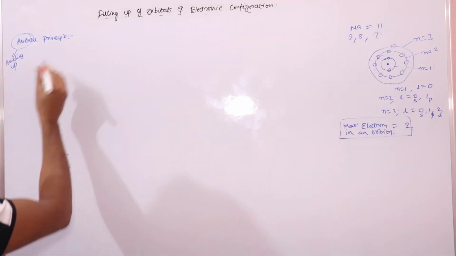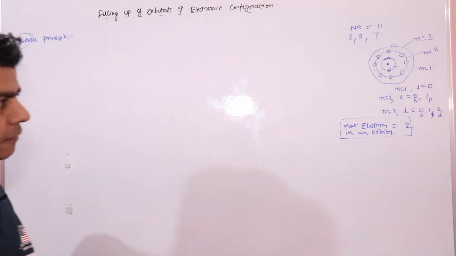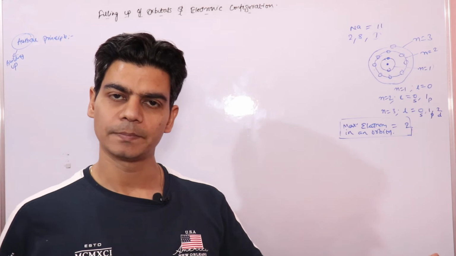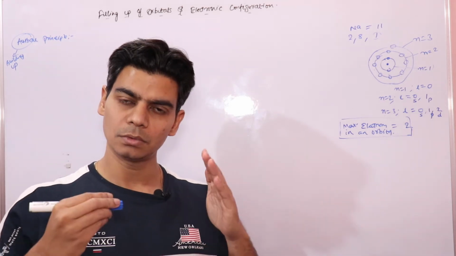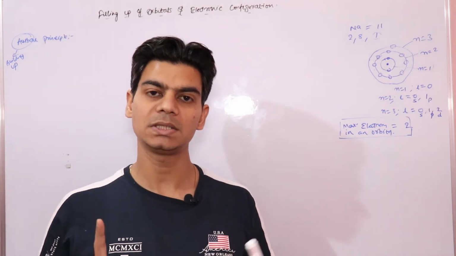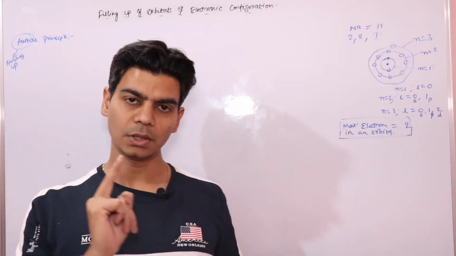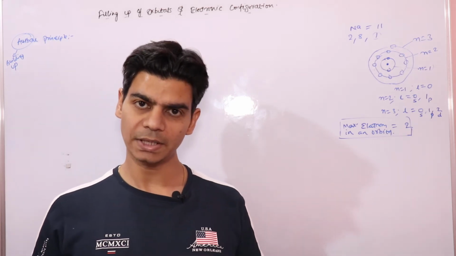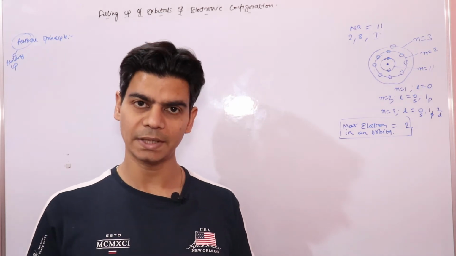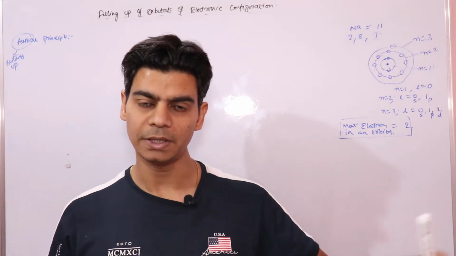Building up, right? Now the Aufbau principle tells us that when you fill electrons in various orbitals, you will be filling them in increasing order of the energy of orbitals. That means the first electron will go in the orbital of lowest energy, then the second electron will go in the orbital that has higher energy than the lowest energy orbital. So in this order we would be filling up the orbitals with electrons.